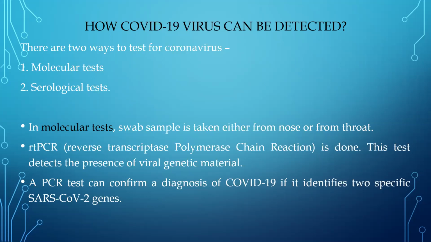So we have two tests for it. We're going to do two tests in order to find out whether the person is infected by the virus or not. One is a molecular test. The second one is a serological test. Now, what is a molecular test? In a molecular test, we first of all take a swab sample. Now, what is a swab sample? It's nothing but it is like an earbud.